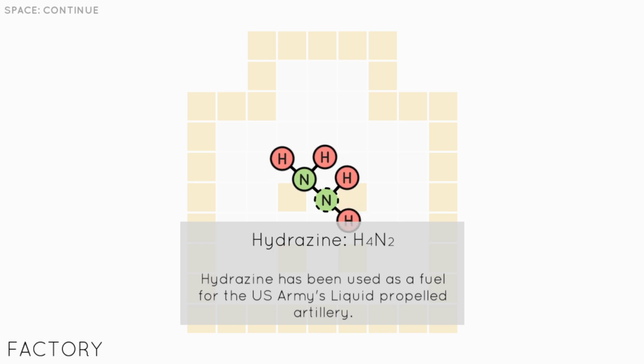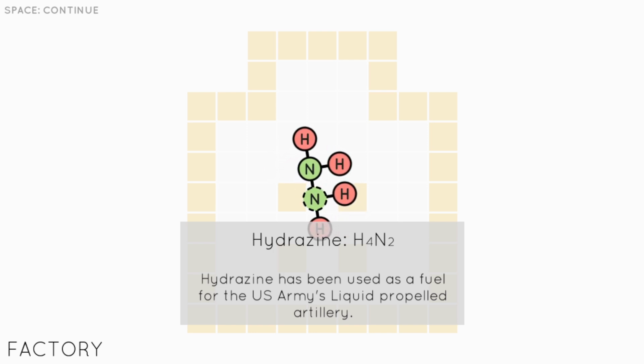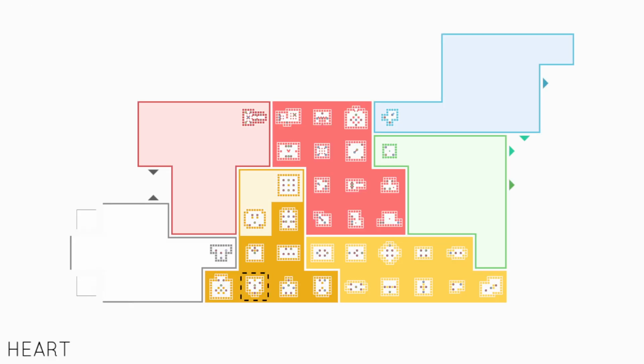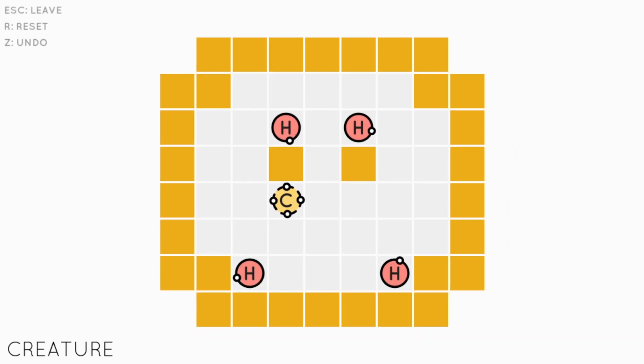Alright, hydrogen has been used as a fuel for the US Army's liquid-propelled artillery. Interesting. We have gray. Oh, helium. Cool. What else do we have? Creature. Right, it's got a skull. The map is a picture of a skull. What do we have to make here?